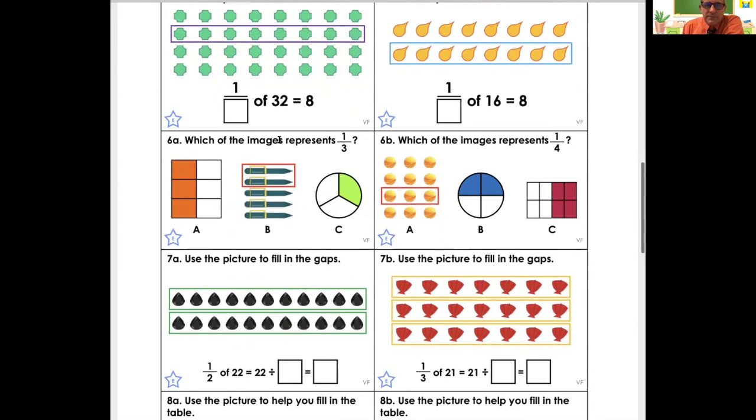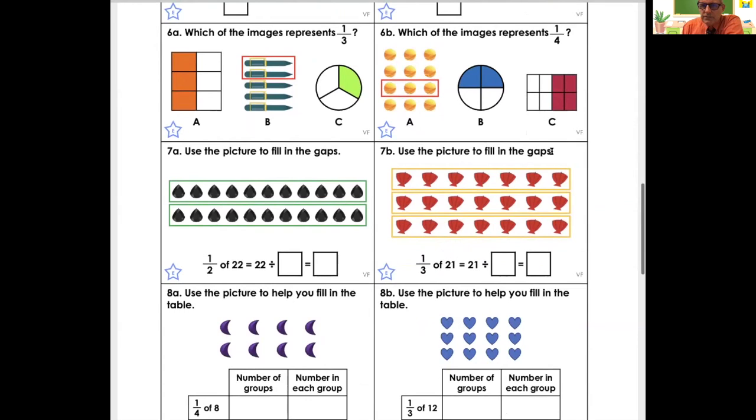Which of the images represents 1 out of 3? Well, that's straight away. 1, 2, 3. There's 3, but only 1 colored in. 1, 2, 3, 4, 5. No, 1 out of 3. Okay. 1, 2, 3 out of 6. No, that's not 1 out of 3. It has to be C.